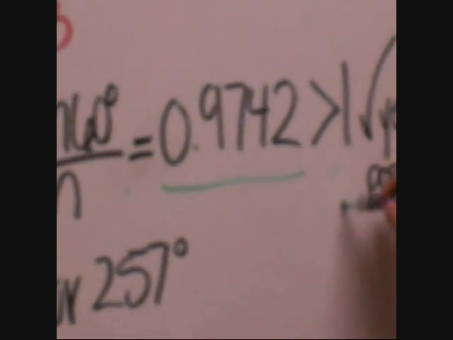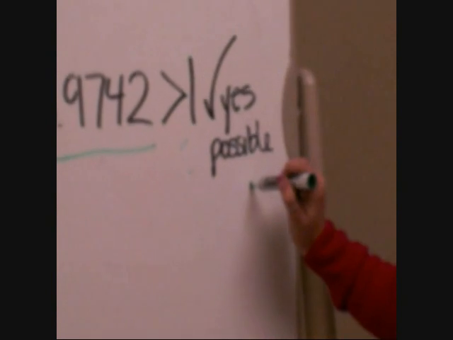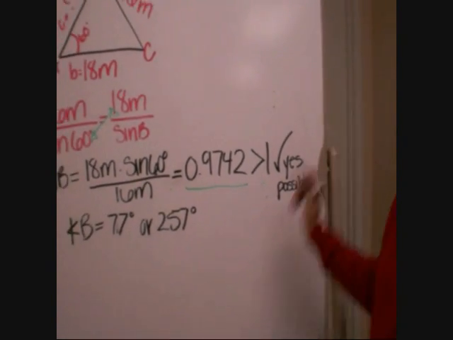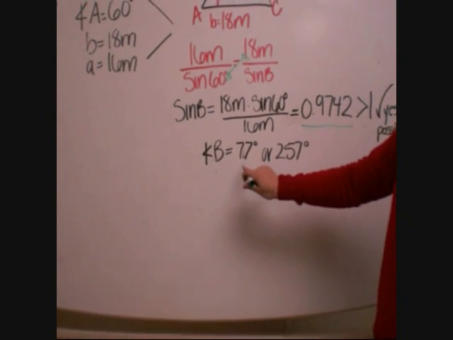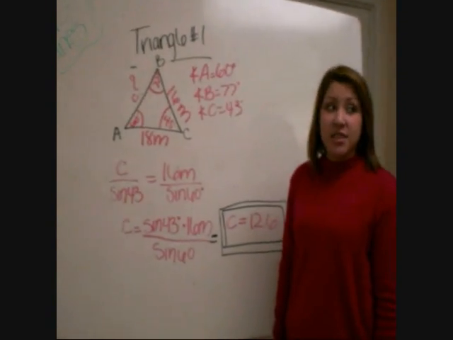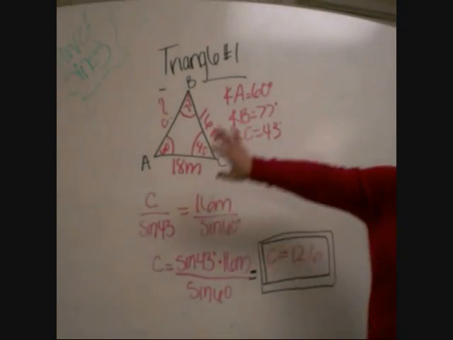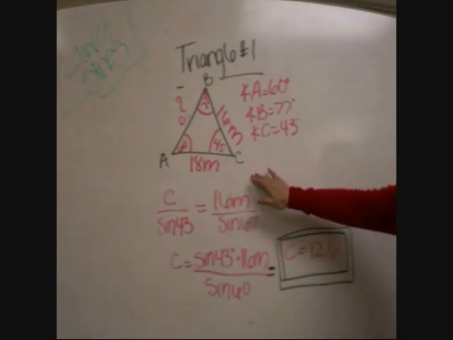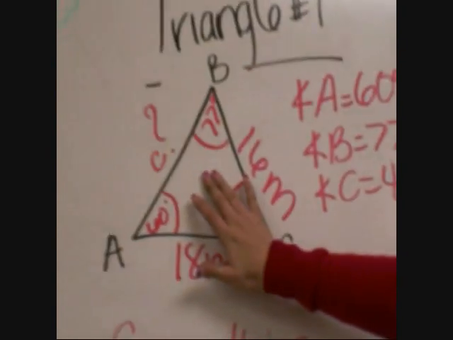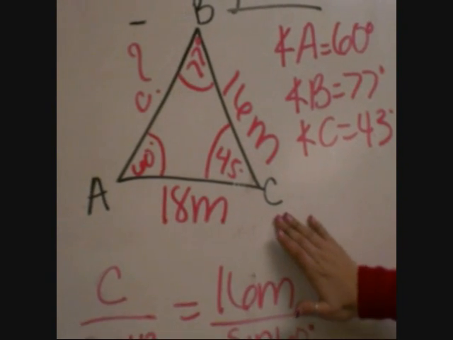And of course, you always have to make sure it's less than 1. So it is, so you put yes, it is possible. From here, you find angle B, which is 77 degrees. After we found that the triangle is possible, this is the first step we have to do. We place the triangle, as you see, and we found that the angle B is 77 degrees. So we found angle C.